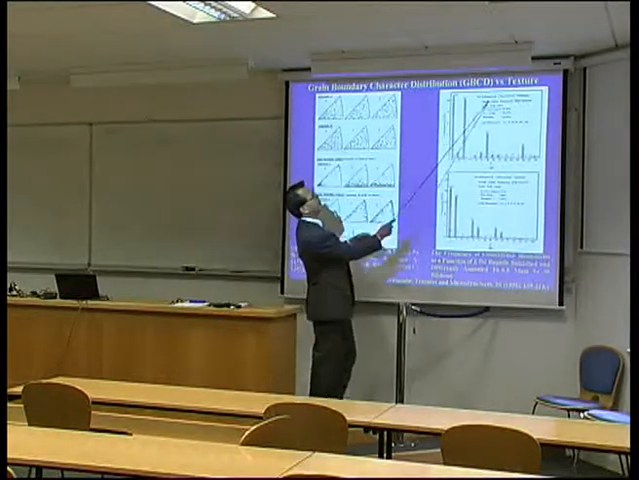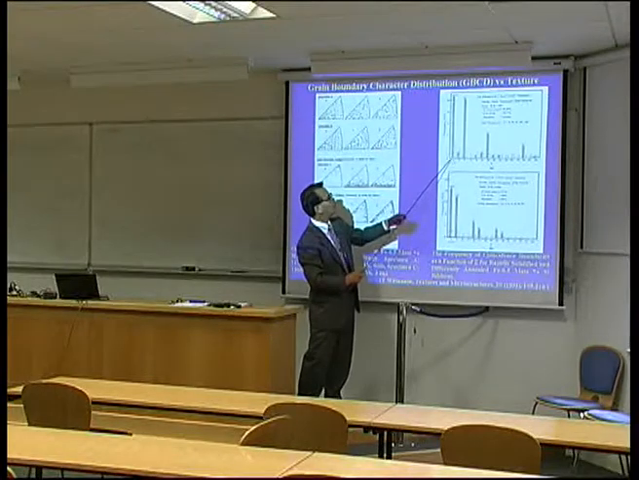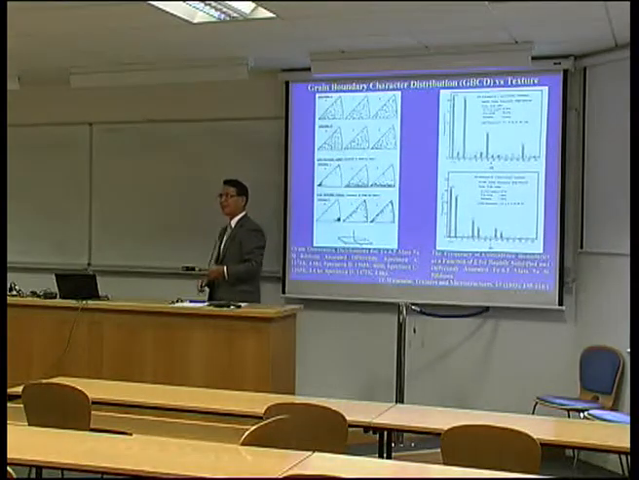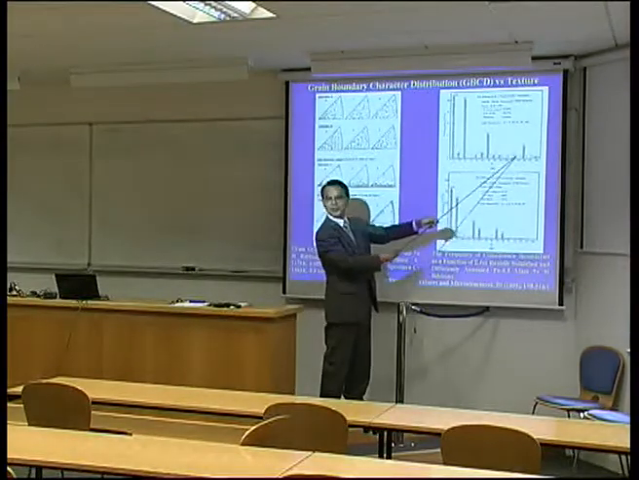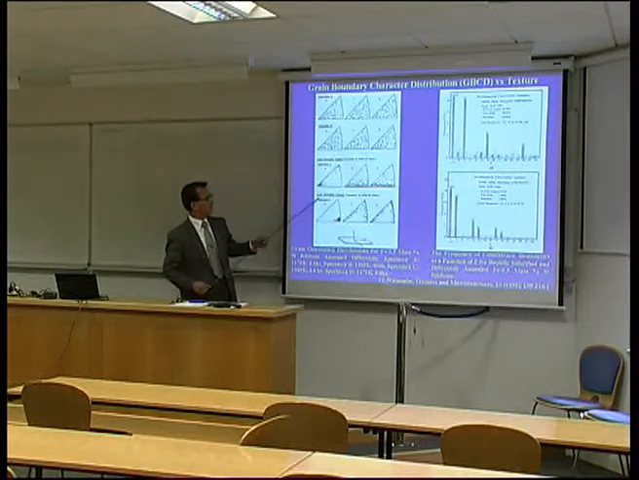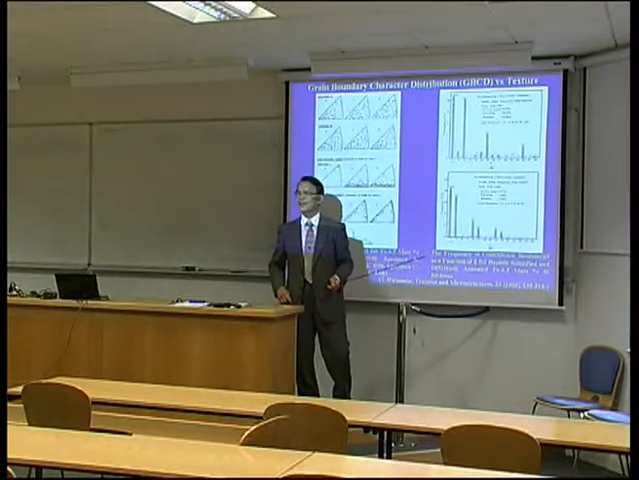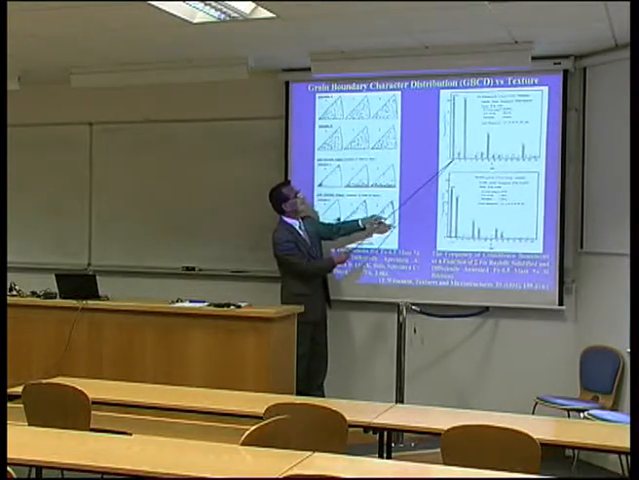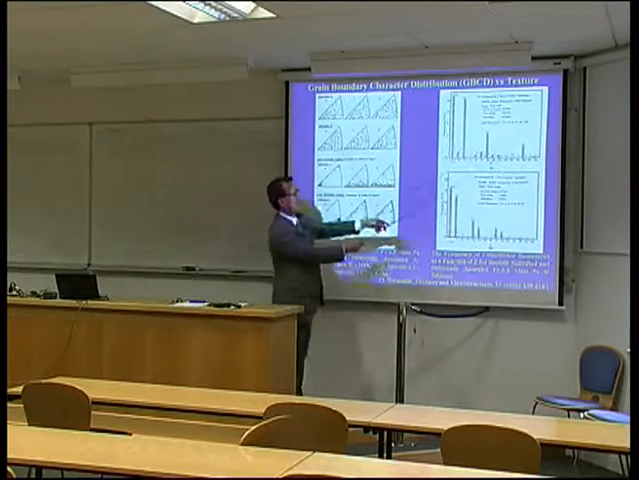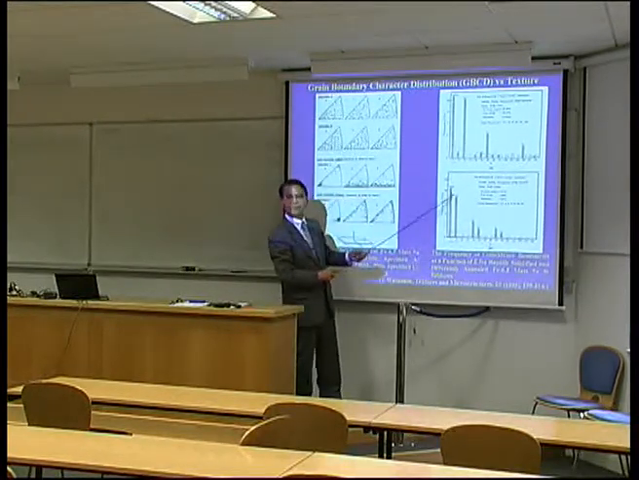surprisingly, we can observe only lower sigma coincidence boundaries: sigma 5, 13, 25. Why didn't other boundaries occur? Only such specific sigma boundaries could occur. And in the case of 1-1-0 texture, different sigma boundaries occur. Of course, sigma 1 means the low angle boundary with misorientation up to 15 degrees, and the others are high angle boundaries, but special: sigma 3, 9, 11. So why?